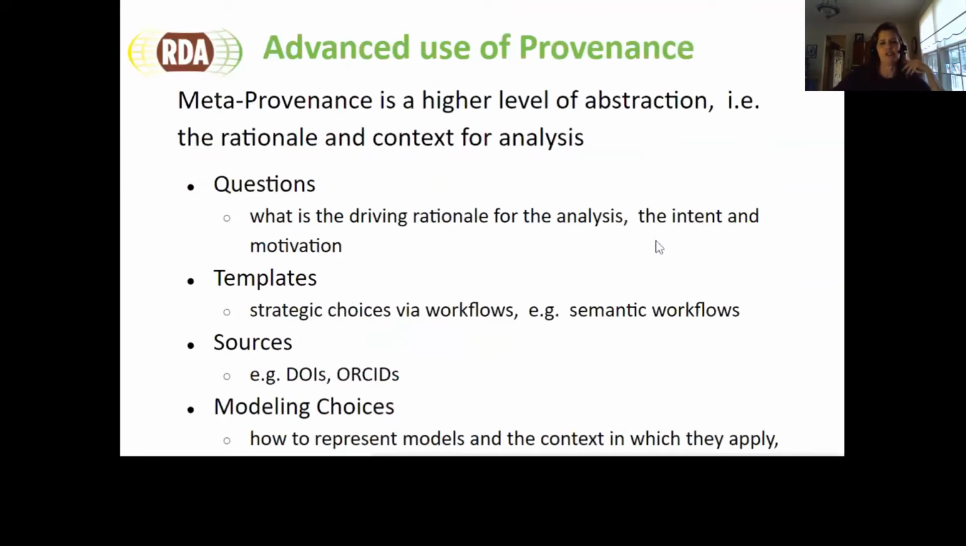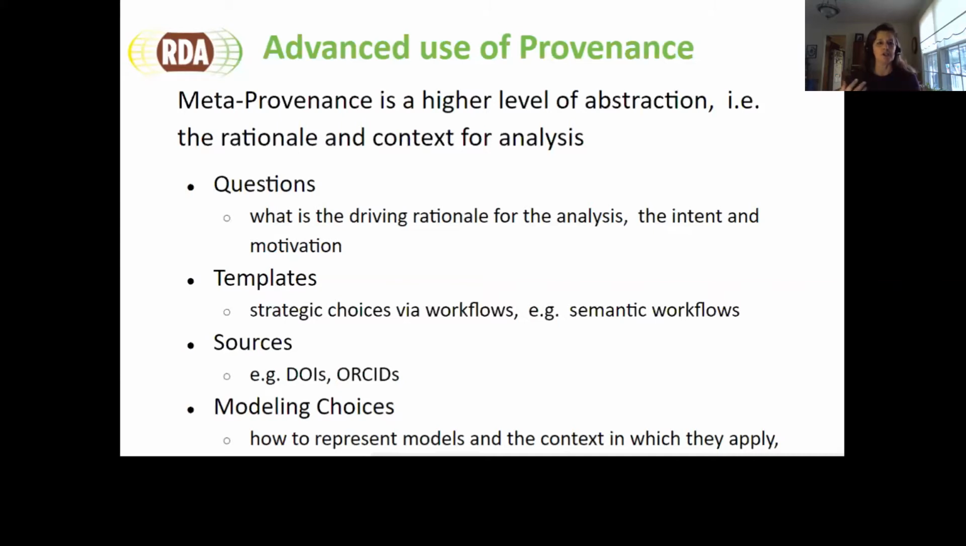I won't get into this with the rest of the slides, but there are some more advanced concepts associated with provenance. There's a researcher, Yolanda Gil, at USC who has been doing some really interesting work on meta-provenance, which is an even higher level of abstraction. You can use it in conjunction with basic provenance, but it gives you more information about the actual steps conducted in a provenance: what were the driving rationales? What was the motivation for performing the steps that you performed?